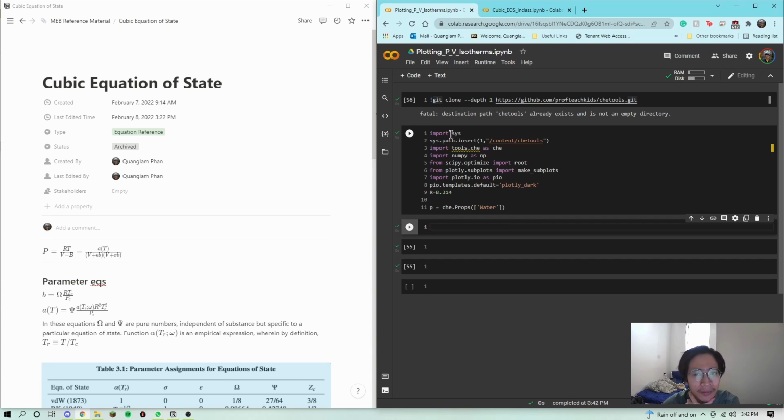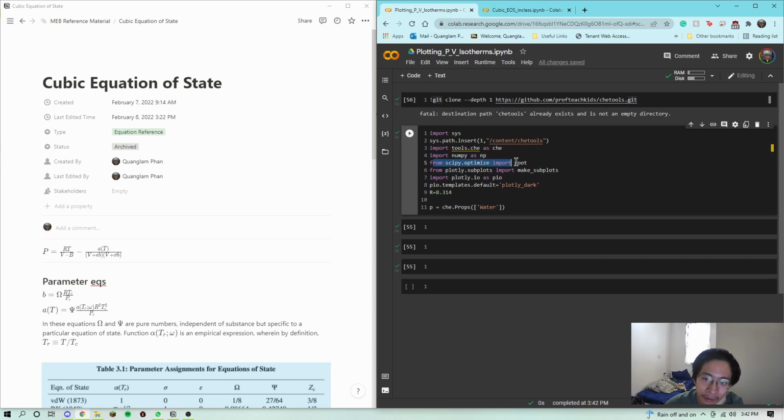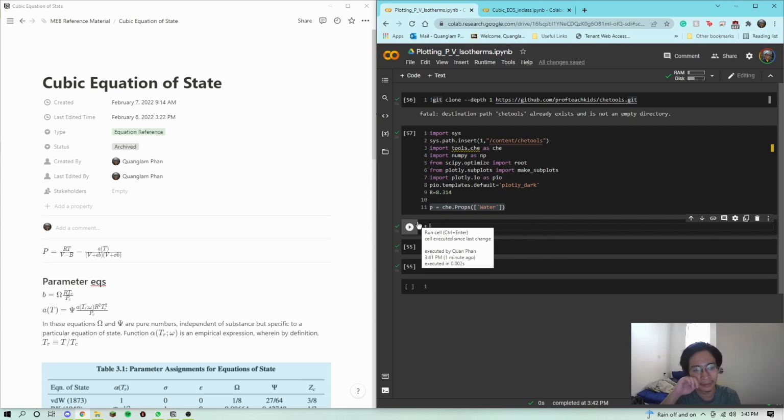And we're using sys to put that package in the very first thing that Python looks for when we import. Then that allows us to actually import the package. Next, we're importing numpy, and then we're going to import scipy.optimize root. We'll use that later. And then we're using all the plotly stuff in order to actually plot our isotherms. Then defining the universal gas constant R, and then just defining an object P to be our properties of water.